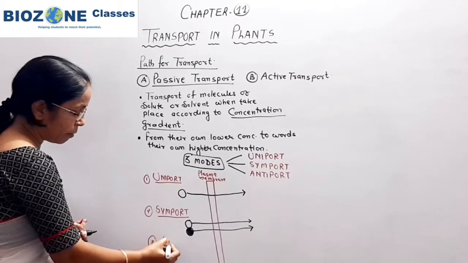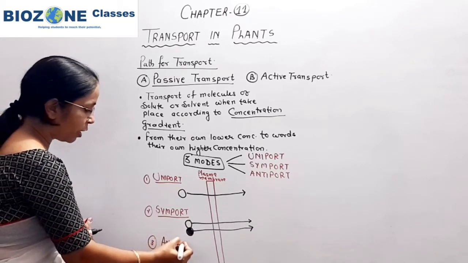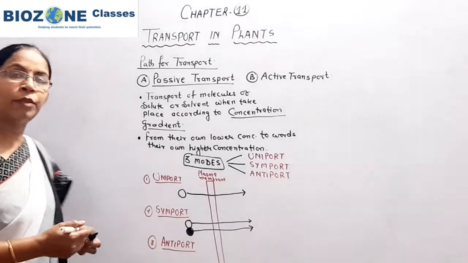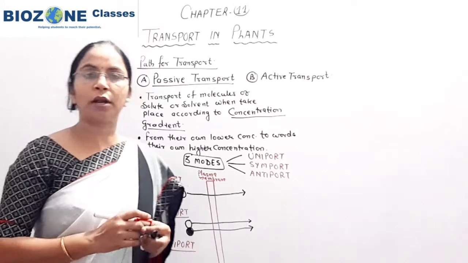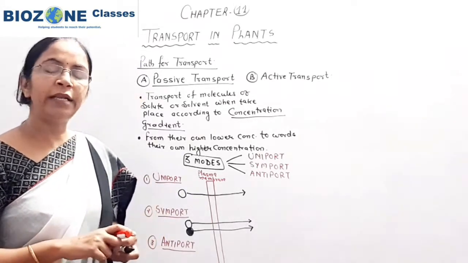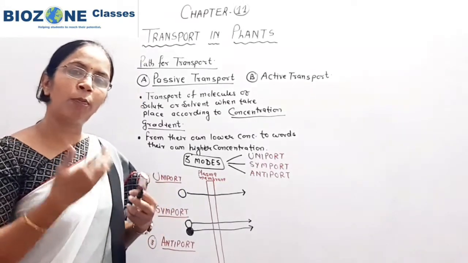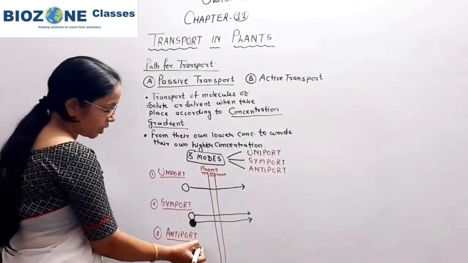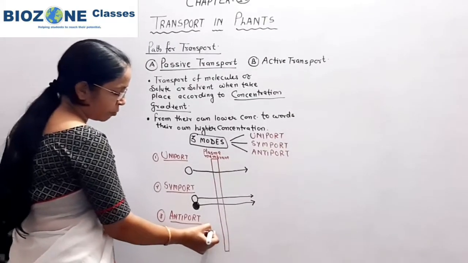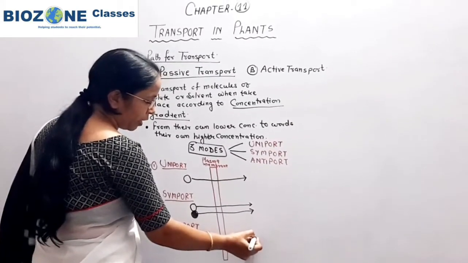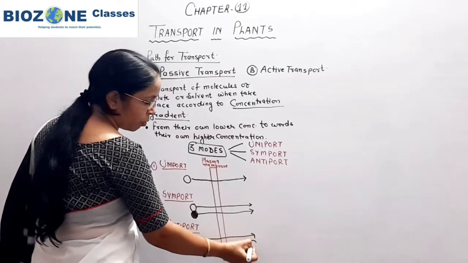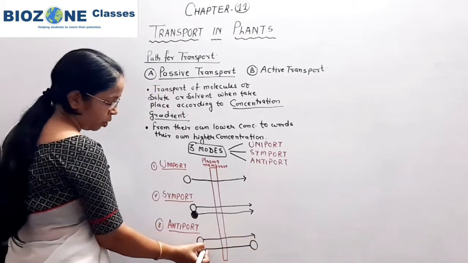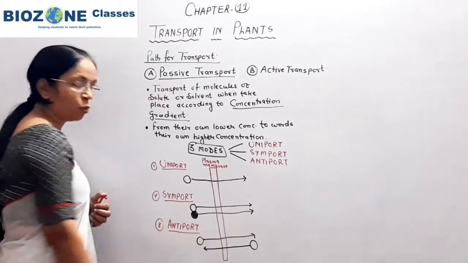That is the antiport. Anti, you already know, anti means opposite. So antiport means the transport of molecules or ions takes place in opposite directions. One molecule is transported into the inner space, and from the inner space another ion or molecule is transported to the outer space.